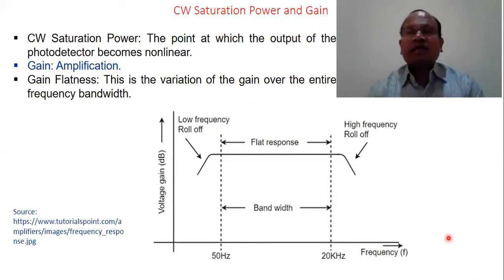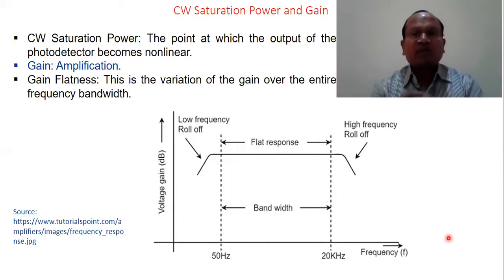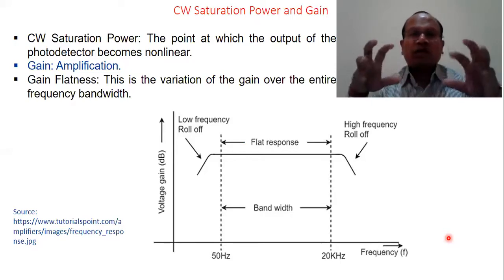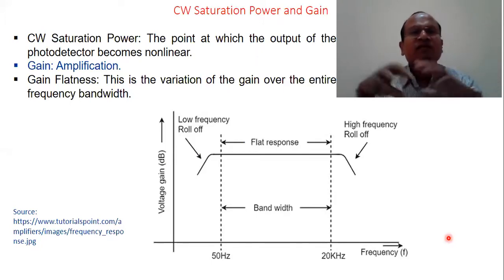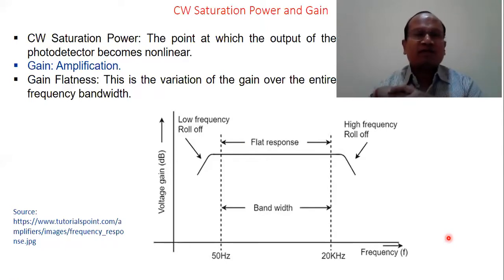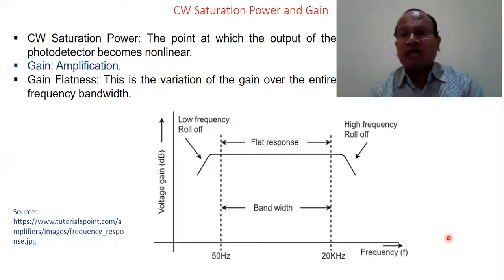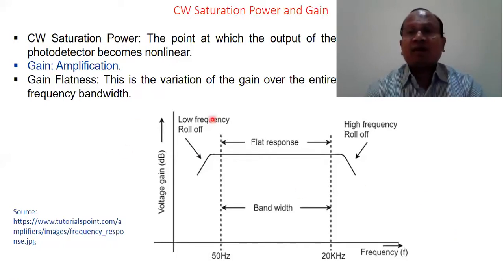So the moment that linearity is lost, it becomes non-linear, which means what? Even if we now increase the optical input power, there is no increase in the output voltage. We will call this situation the saturation power, and gain is nothing here but amplification. And there is another term related to gain, another significant factor in deciding the performance of an optical detector, which is called flatness of gain.